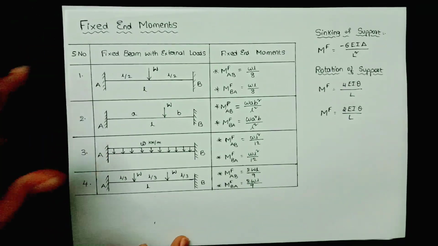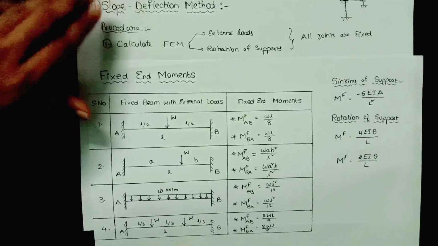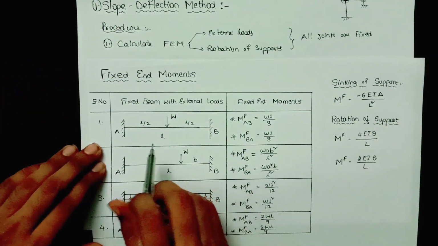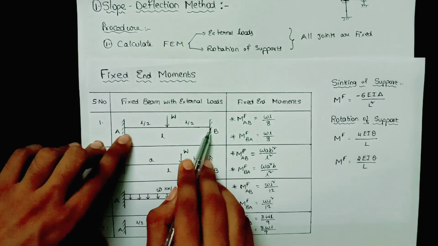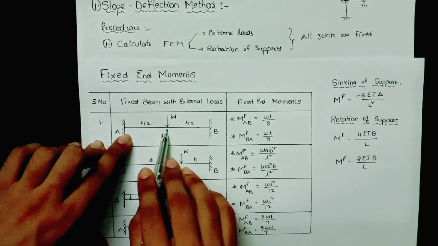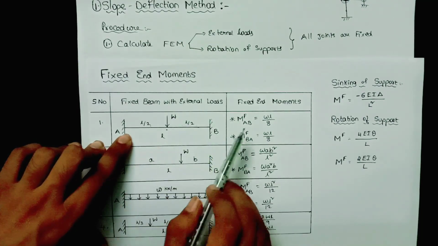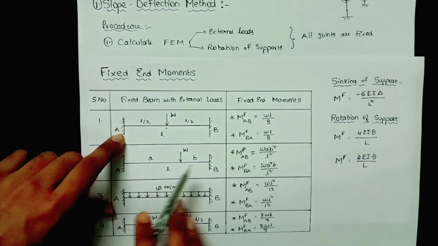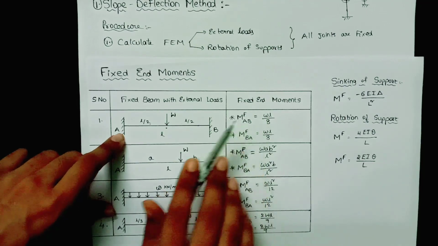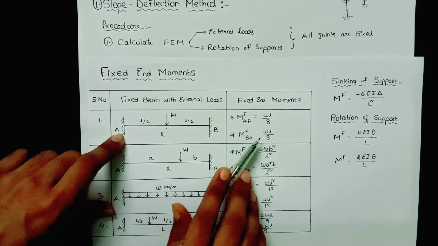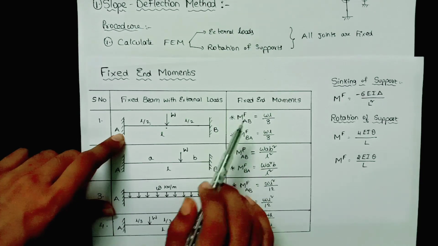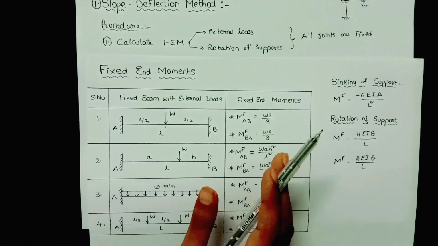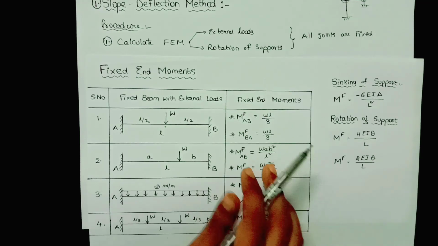As you can see here, these are the formulas to calculate the fixed end moments. If there is a fixed beam having a central point load, at a distance L by 2 and L by 2, then MFAB, the fixed end moment produced at A, is equal to WL by 8, and the fixed end moment produced at B is equal to WL by 8. Whether it is positive or negative, we will see while solving the problems. These are just the formulas.